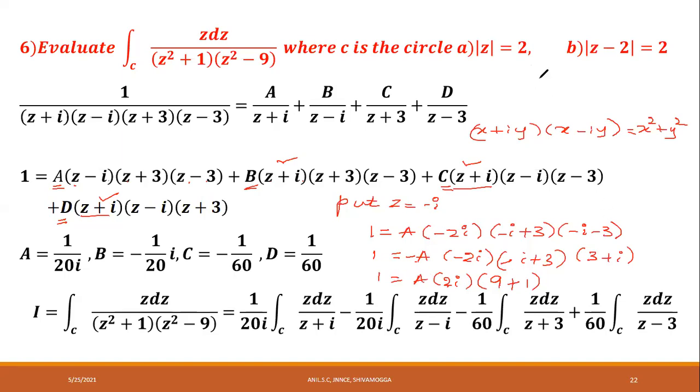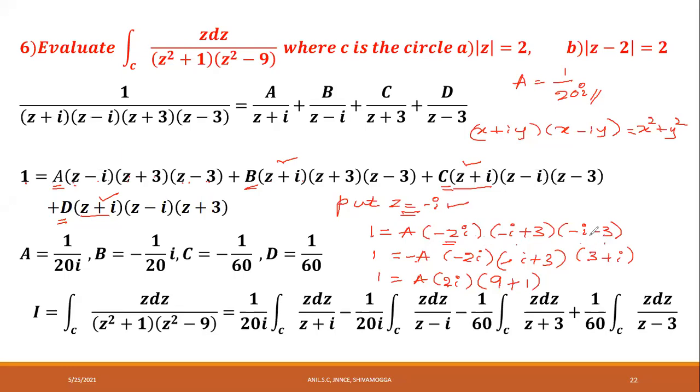Therefore, a is equal to 1 divided by 20i. Put z is equal to minus i. Because z plus i is common in these three terms, we can simultaneously make these three terms 0 by substituting z is equal to minus i. When z is equal to minus i, the expression will be 1 is equal to a into minus i is minus 2i, minus i plus 3 into minus i minus 3.